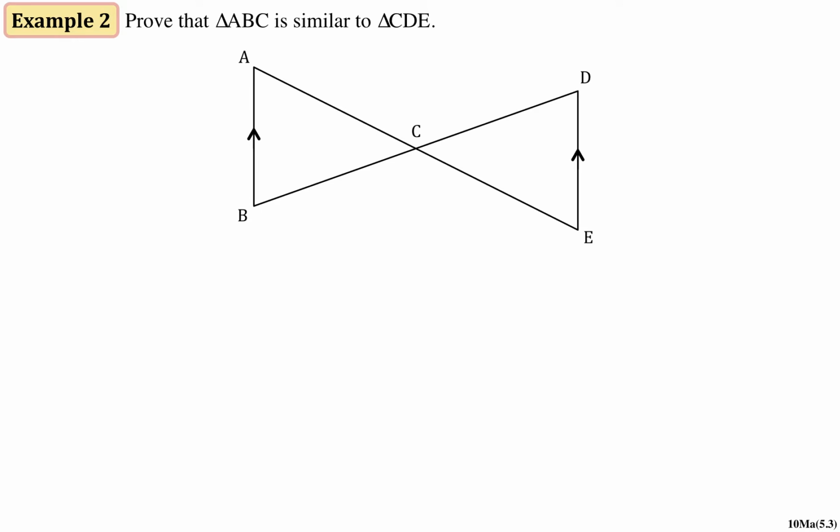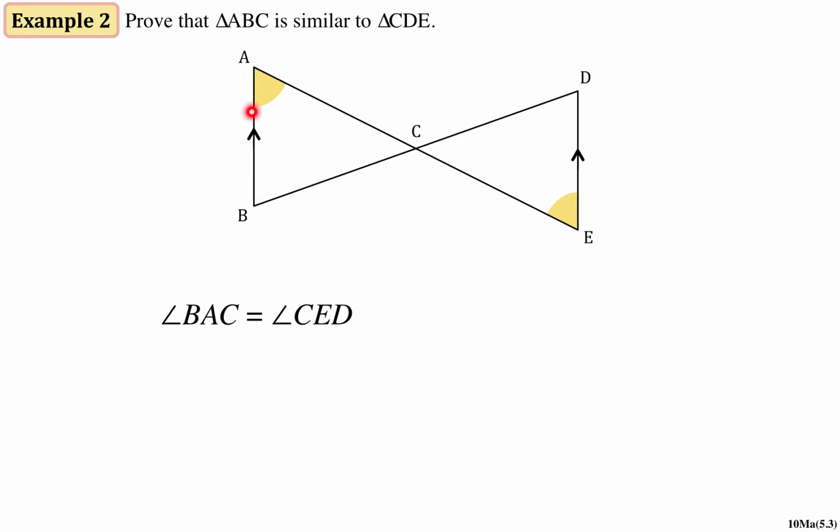Now, example 2 says prove that triangle ABC, so there's A to B to C, is similar to triangle CDE. I'm going to prove that this triangle and this triangle are similar, and all I'm given is one pair of parallel lines. Okay, well, because the lines are parallel, I've got a Z shape happening. Those two angles there are alternate.